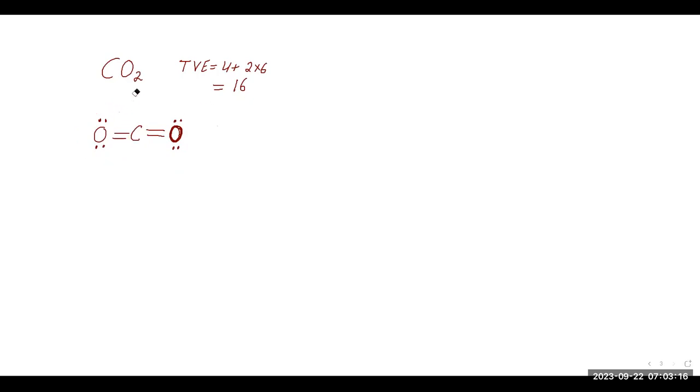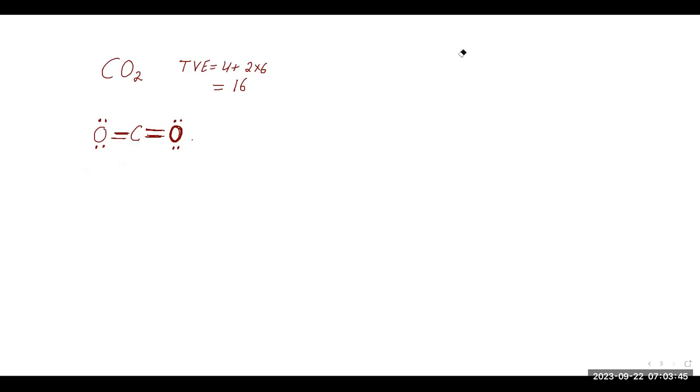Rule number 5. Central atom is carbon. It can make maximum 4 bonds and is happy. Check the formal charge on every atom. Formal charge on oxygen: 6 minus 2 times 2. Same here. Formal charge on carbon: 4 minus 0. So everybody is with 0 formal charge. That's the best structure for CO2.